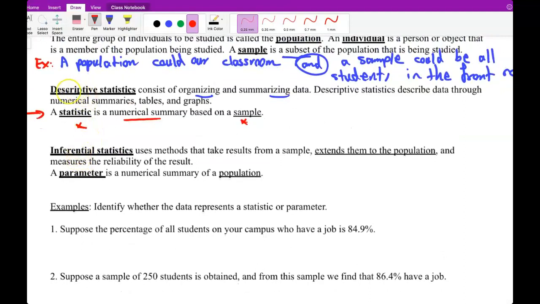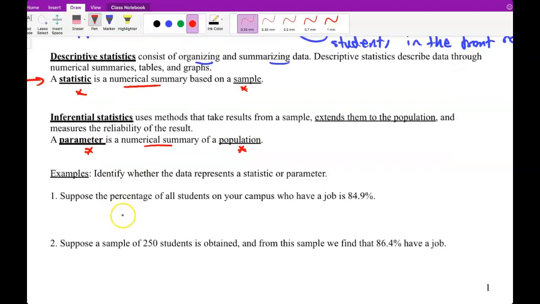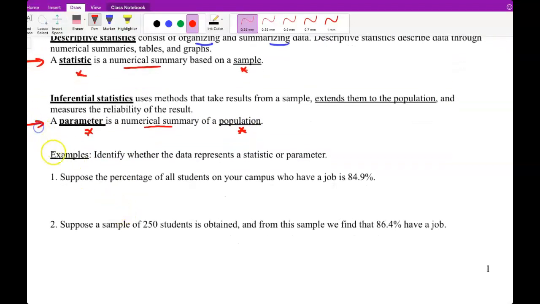The next part, so in this part we had descriptive. Now we have inferential. Inferential statistics uses methods that take results from a sample and extend them to the population. So actually we're starting with a sample, but extending it to the population. That's why here for parameter we use population instead of sample. So now a parameter is, again, a numerical summary, but instead of a sample, now we have a population. So these two are important.